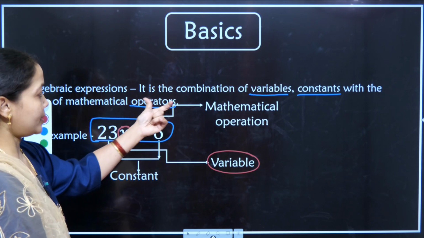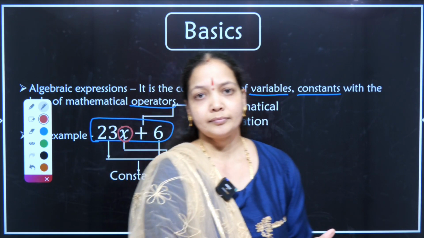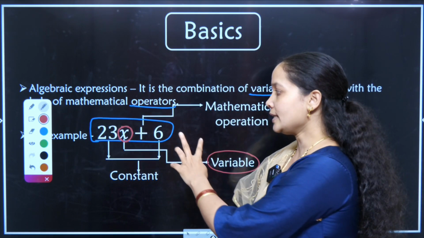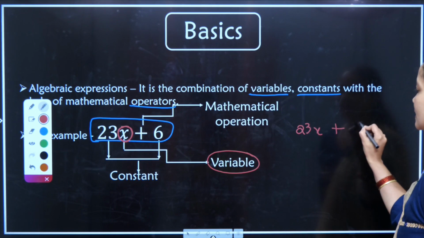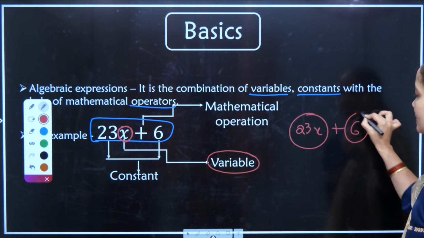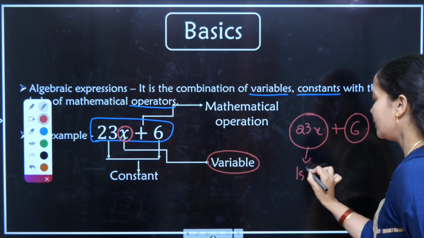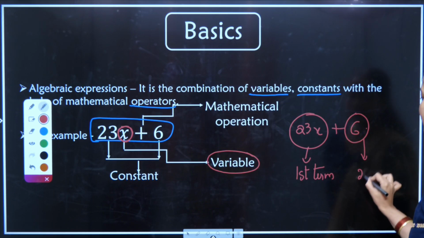Coming to the operation. What are operators or operations? I have two terms in the given equation. One is 23x plus 6. The first term is 23x. The second term is 6. This is my first term, and the 6 is my second term.